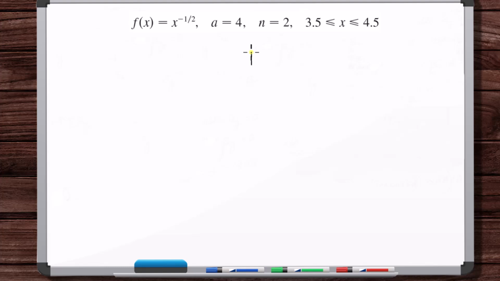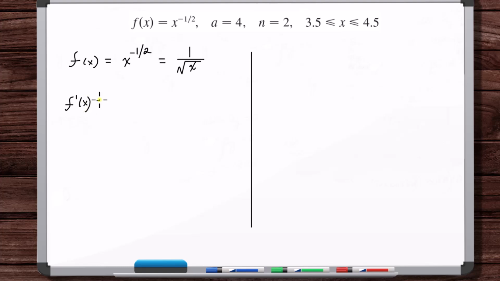All right, so we start by going through the same procedure that we would use to get the actual Taylor series of this function. So we make two columns. On the left is the function and its derivatives, so x to the minus 1/2, which is 1 over root x. Okay, now let's take some derivatives.